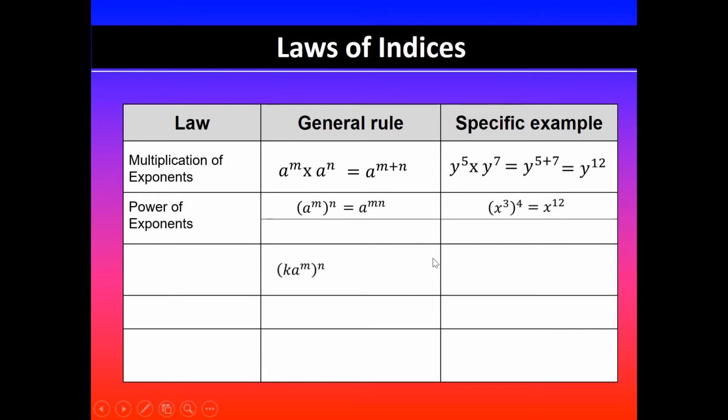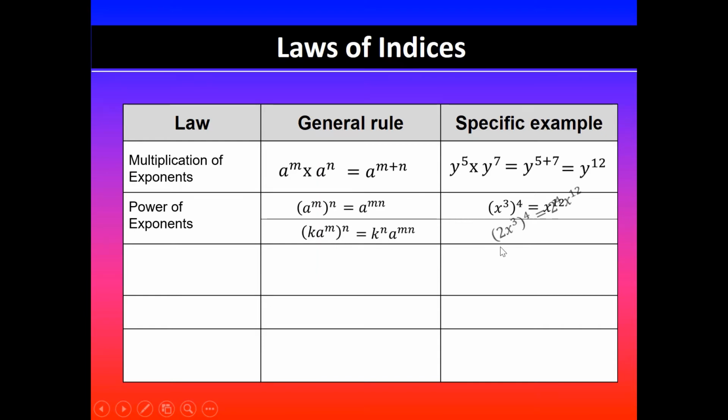Another scenario can be where we have a constant which is also raised to the power, so k a to the power of m, whole thing raised to the power of n. In this case k is also raised to the power of n, and this is where students forget that k is inside the bracket, so this is also raised to the power of n. So please watch out for this one. So k to the power of n, and then a to the power of m times n, which is our previous rule here.